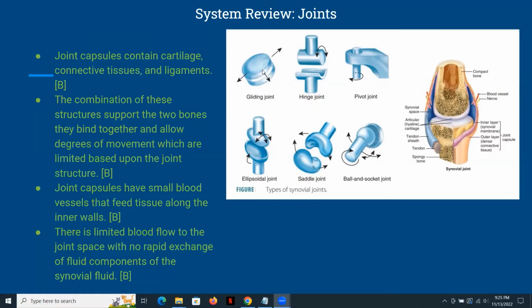I added a little picture here of different kinds of joints, like gliding joints, the hinge, the pivot, ball and socket, saddle joints, all that sort of stuff. I wanted you to see that just to remind you that there are several kinds, and that the degree of movement is limited based upon that structure when the joint works the way it's supposed to.